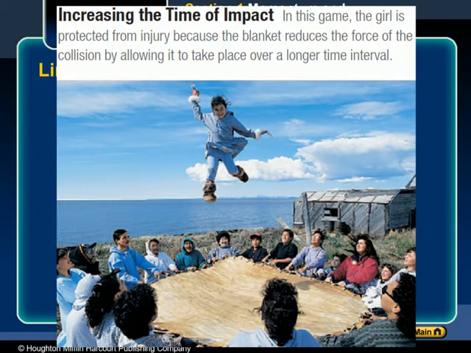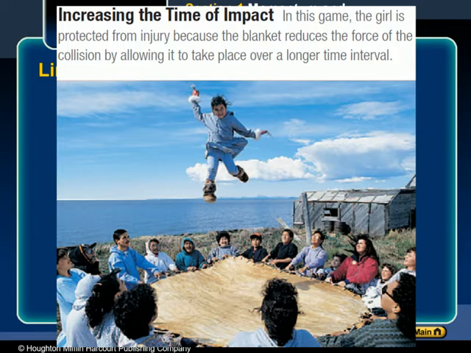Figure 1.4 shows a family playing a traditional game. Common sense tells us that it is much better for the girl to fall onto the outstretched blanket than onto the hard ground. In both cases, however, the change in momentum of the falling girl is exactly the same. The difference is the blanket, quote, gives way and extends the time of collision so that the change in the girl's momentum occurs over a longer time interval.